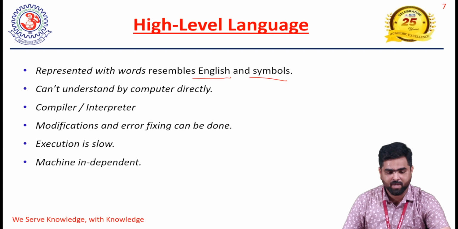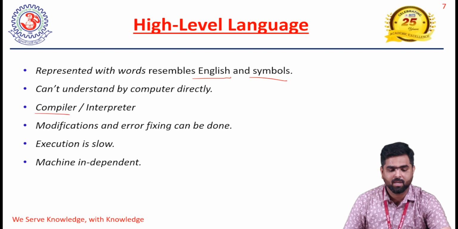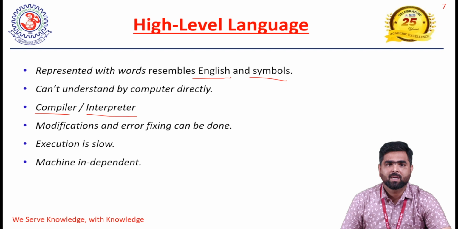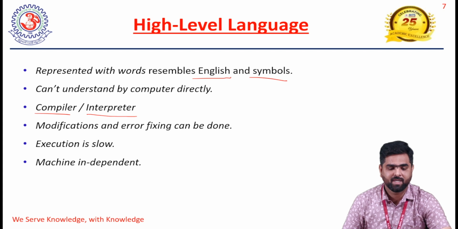So that's why we need to translate this language into machine level language. For that purpose we use translators called compiler or interpreter. So we can use either compiler or interpreter. But the difference between compiler and interpreter is, the compiler is able to convert the entire code into machine level language at a time, but the interpreter converts the code line by line.